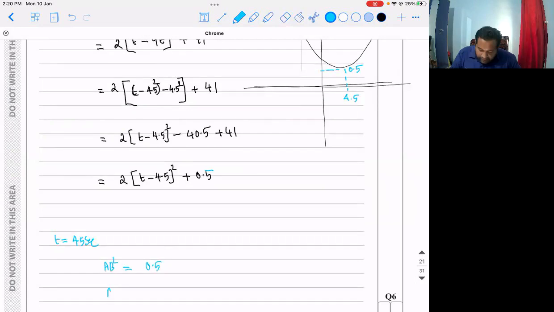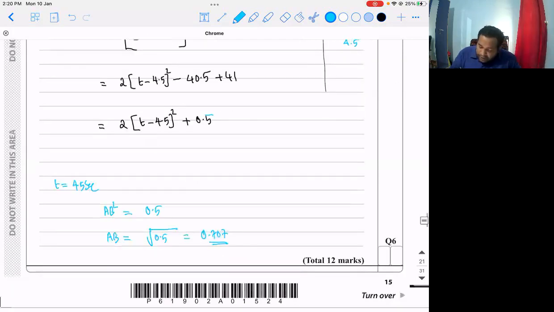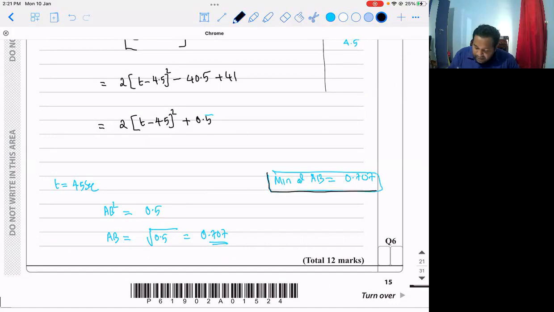Therefore, what is the minimum value of AB? AB is the square root of 0.5. And what is that? 0.707. So the minimum value of AB is 0.707. So that is the answer for this question. The minimum value is 0.707. Oh, I will use a different ink. I think it's not showing. It's showing clearly, right? Okay.